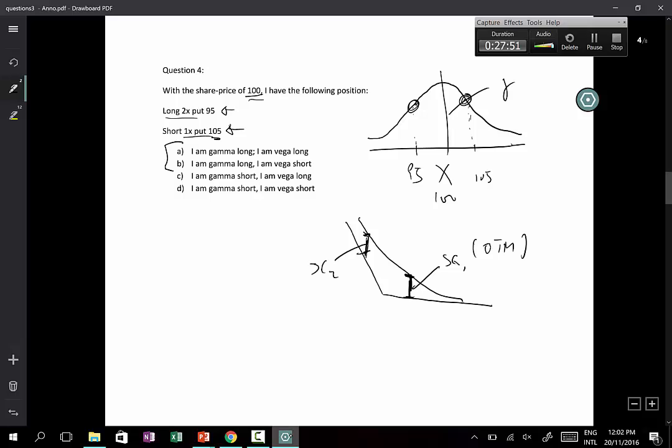I call that X2. Now these are, again, time value, or sometimes called optionality. Now the optionality of this one and this one would be approximately equal. But because I'm long two lots of these and I'm short one lot of that, I should also be Vega long, because I have two lots of time value here, and I only sell one lot of time value there. So A is the right answer.